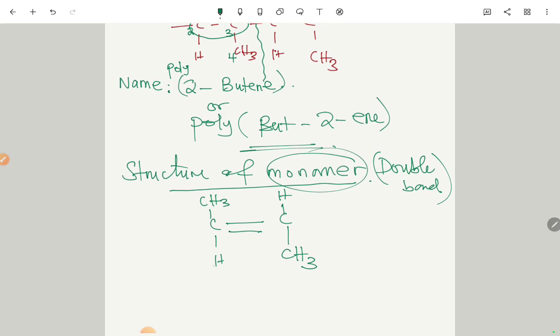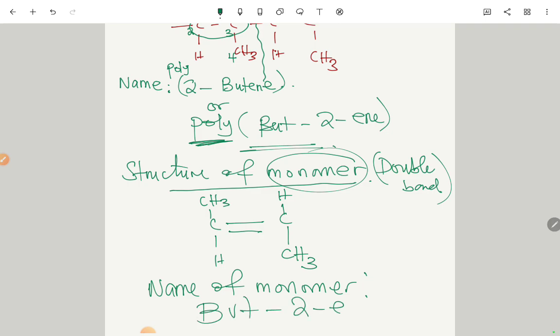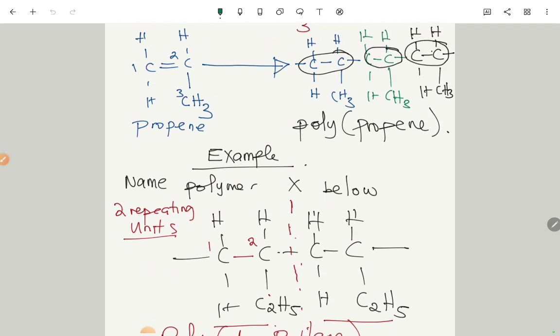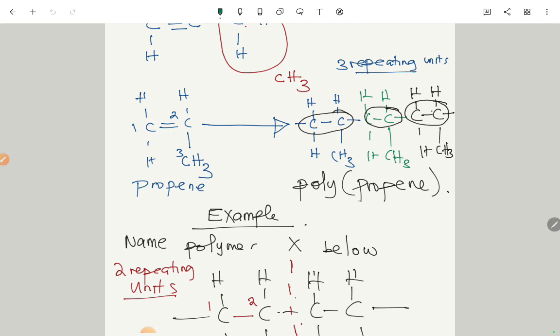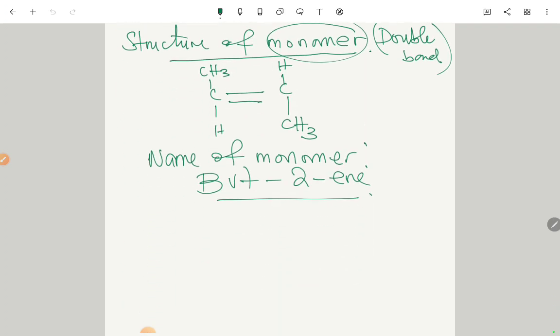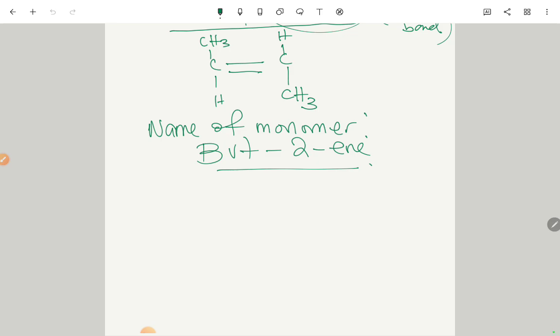Now, what is the name of the monomer? To name the monomer, what you just do is remove poly in front. So this will be called but-2-ene. Like we had this example on polypropene, the monomer that is used to make it, you just remove poly, and it becomes propene. Okay, so that is about the addition polymerization.